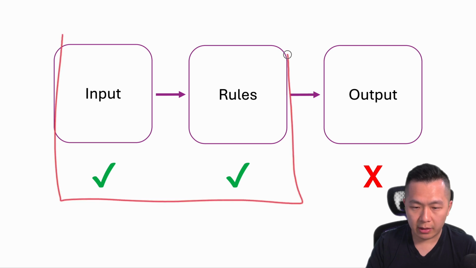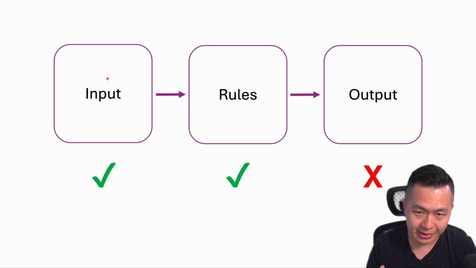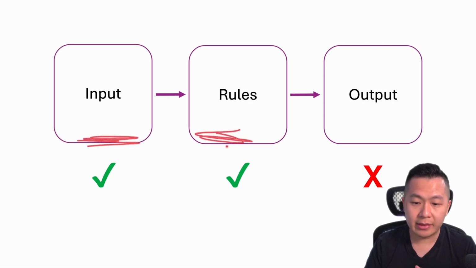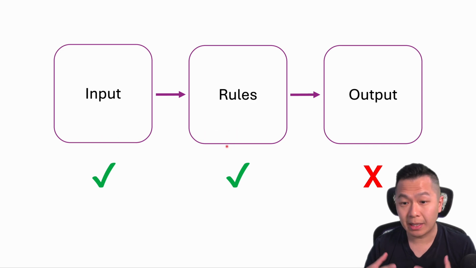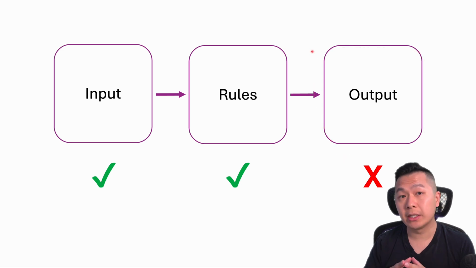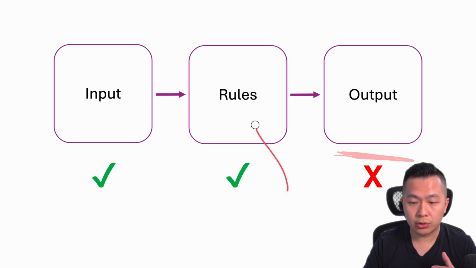The input and the rules box belong to you. You directly and explicitly control this through code. You are paid to make sure that these two boxes are the best that they can be, so that the output, which you don't directly control, behaves as designed. Just to reiterate, you don't directly control the output. You control the rules, which will then create the output.